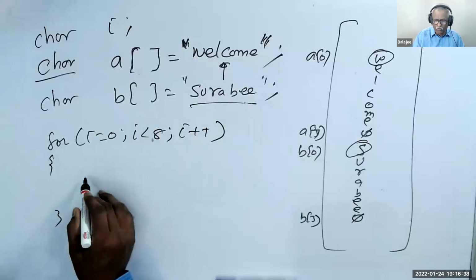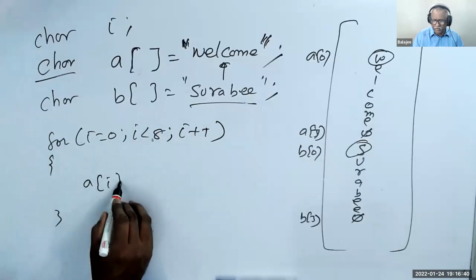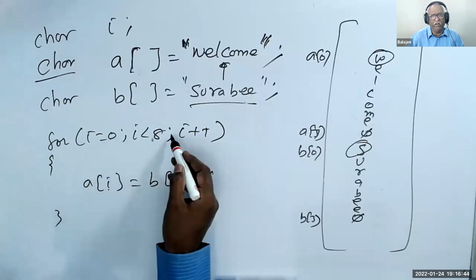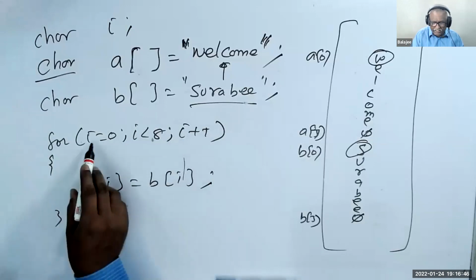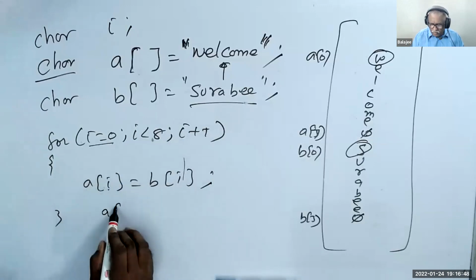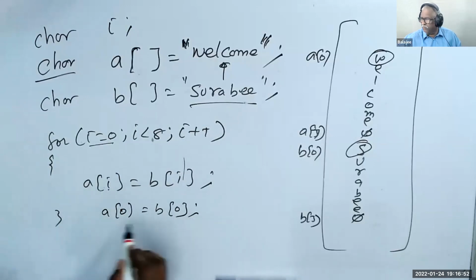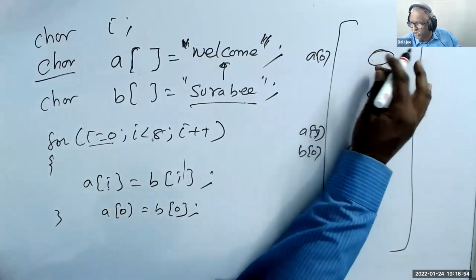Okay. Now A of I is equal to B of I. That means that A of 0 is B of 0. So the first time, when I is 0, A of 0 is equal to B of 0. So now B of 0 will go there. B of 0 is S. Now S will go here.